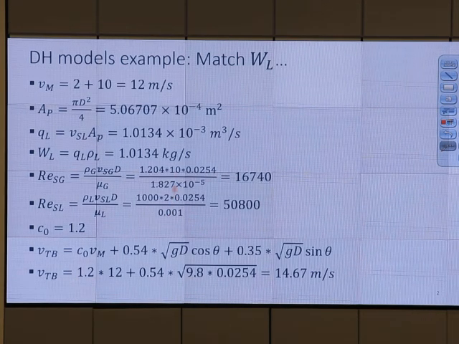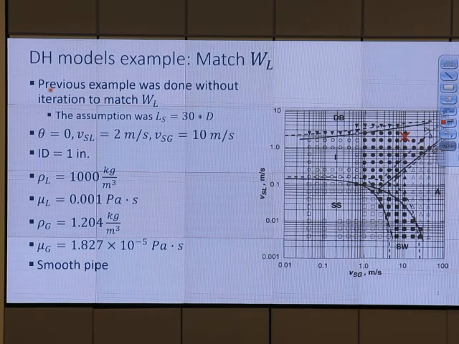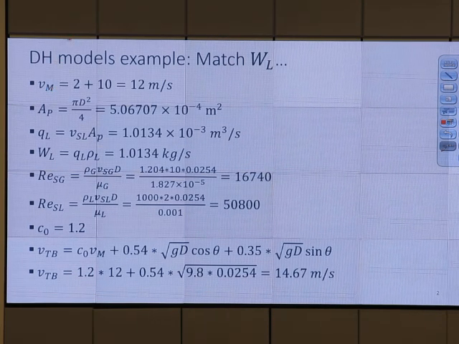All right. Step 1, mixture velocity. Let me give you an overview a little bit. We do all this to calculate pressure drop, just that. There are several steps, but everything that we are doing now is just to calculate pressure drop. Step 1, calculate Vm, VSL plus VSG equal to 12. Good, right?